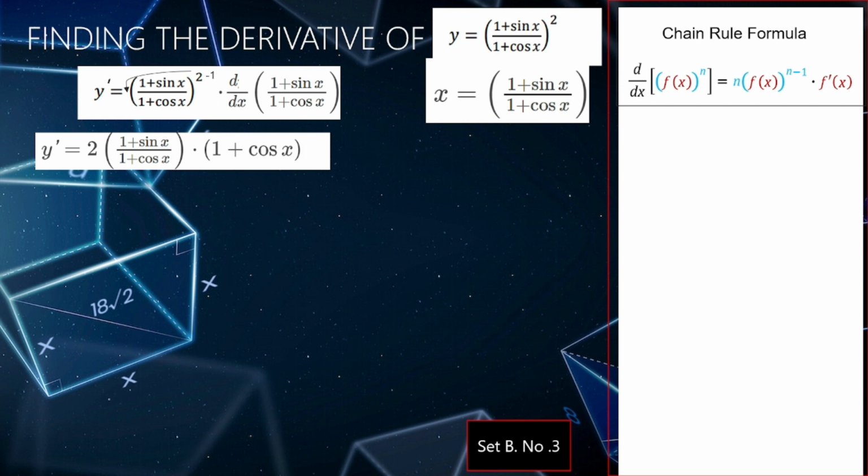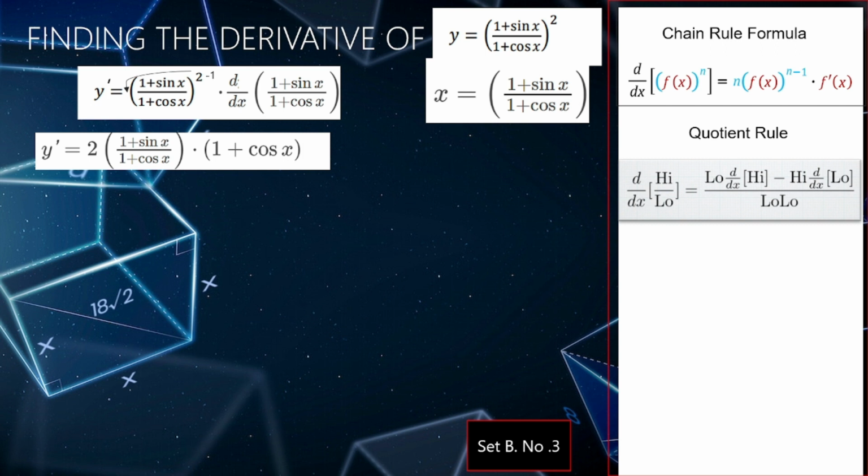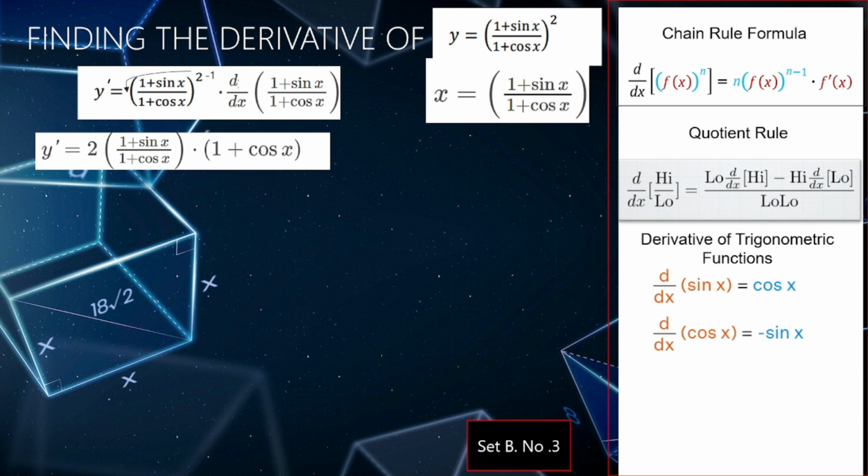the derivative of that quotient. Then we will use the quotient rule and the derivative of trigonometric functions. Since we are using the quotient rule, we know that the low is 1 plus cos x and the high is 1 plus sin x. We will copy the low, which is 1 plus cos x, and then we will find the derivative of 1 plus sin x. And in the given formula on the right side, we know that the derivative of sin x is equal to cos x.